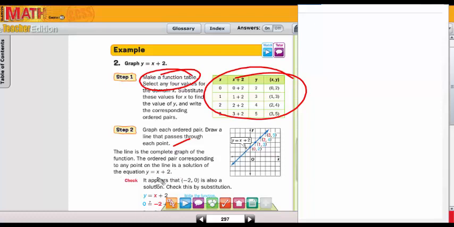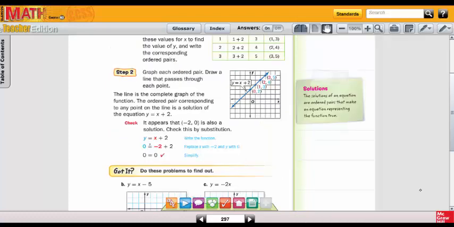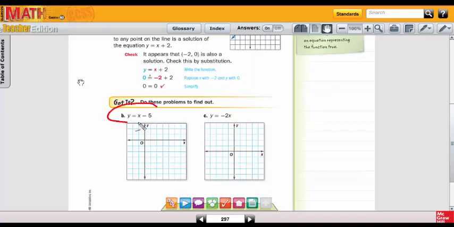We can take a look at that, so we can check any individual solution by putting that solution into our original equation. We have an x value of negative 2 should yield a y value of 0. So we put 0 equals negative 2 plus 2, and indeed negative 2 plus 2 is 0, so we have a solution. Please press pause and do letters B and C.